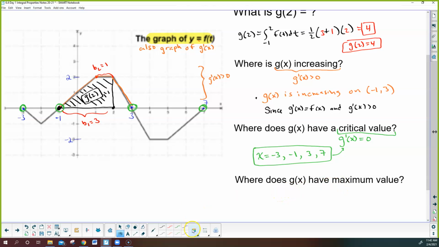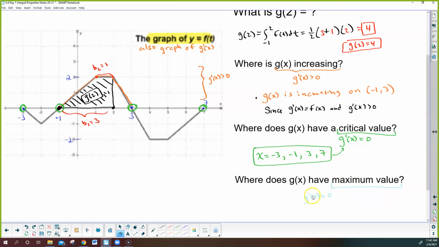Okay, and then the last one, let's see what color is going to appear best. Maybe a light blue. When do I have, or when does g have maximum values? Well, what do we have to know about g to find a maximum value? We have to know that the derivative is equal to 0, which notice we already answered that above, so one of these answers, or maybe more, is going to be my max value.